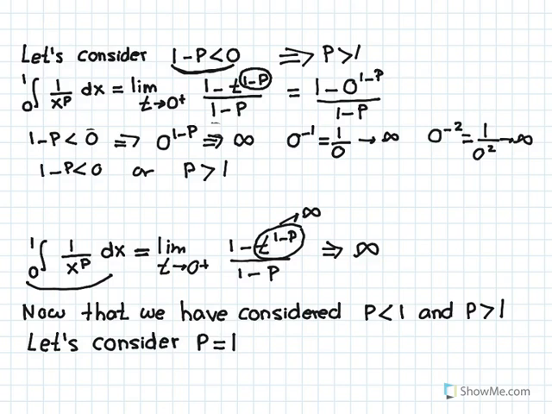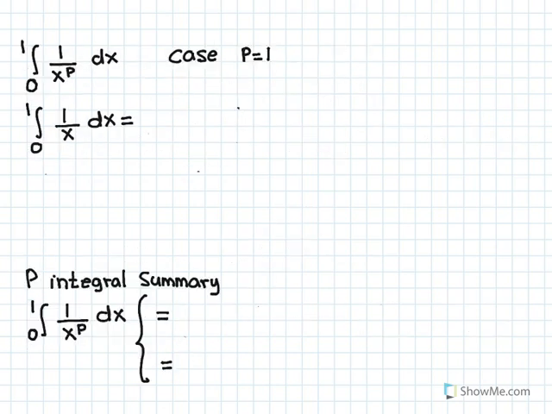So now that we have considered the case p less than 1 and p larger than 1, let's consider the only remaining scenario, when p is equal to 1. All right, so here we have the integral from 0 to 1 of 1 over x to the p dx, and we're looking at the case p is equal to 1.